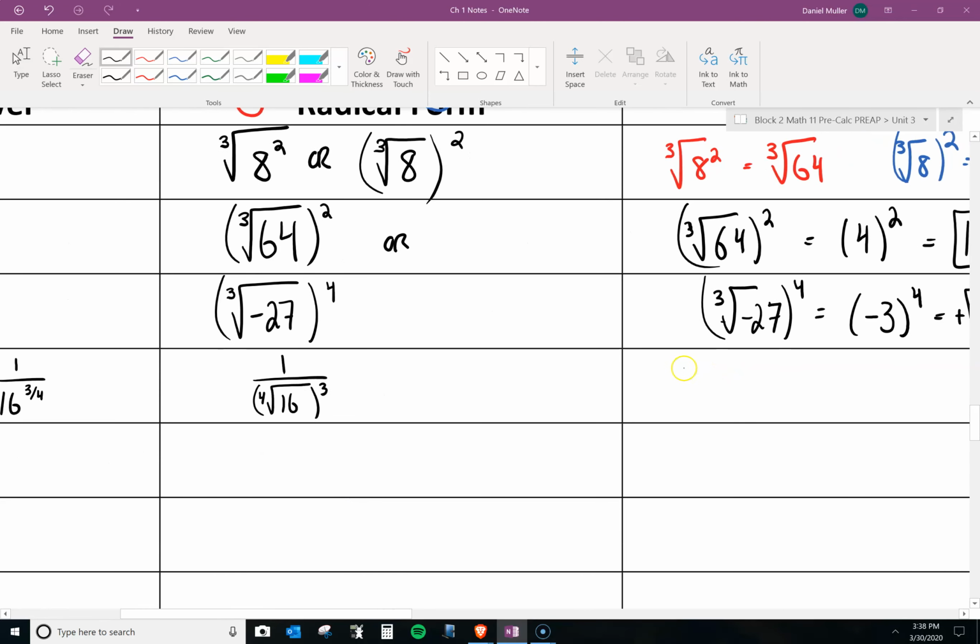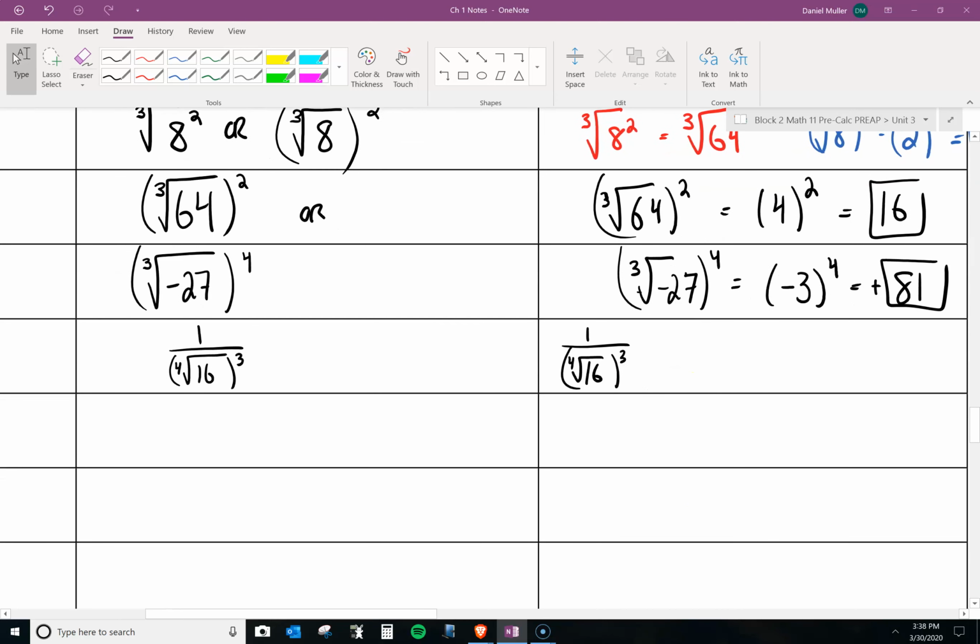And now I actually want to evaluate that. So 1 over the 4th root of 16 cubed. Now, I know that the 4th root of 16 is just 2, but in case you didn't know, you could take 16, break it up. 8 times 2, 4 times 2, carry that down. 2 times 2, carry those down. Because the 4th root, you need things to be in groups of 4. Oh, that's all of them in a group of 4.